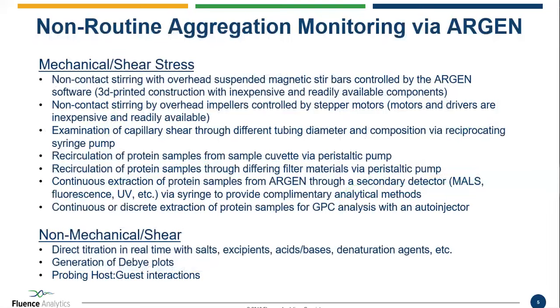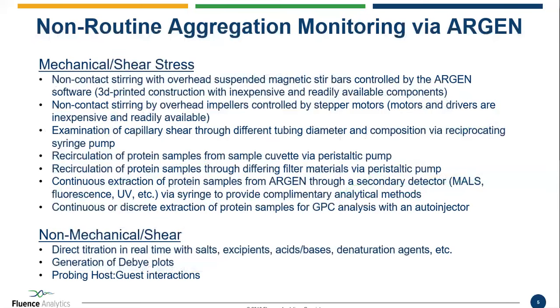Other examples of things we've looked at is recirculation of proteins via peristaltic pump. When we originally looked at that, we had proposed using a peristaltic pump as a method to introduce samples to a secondary detector. And what we found is that even though a peristaltic pump is typically considered a very gentle way of recirculating materials, we actually did see aggregation. So we investigated that further. I'll go into some details on that.